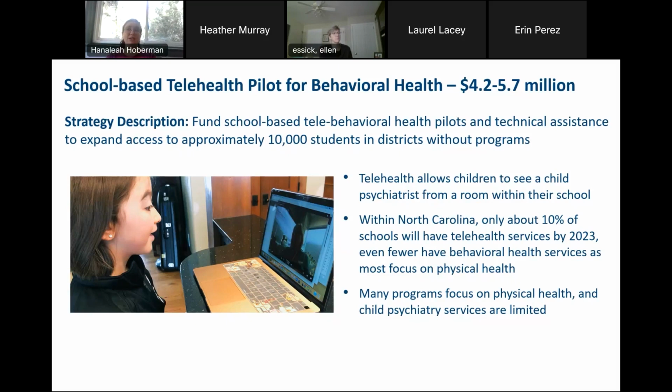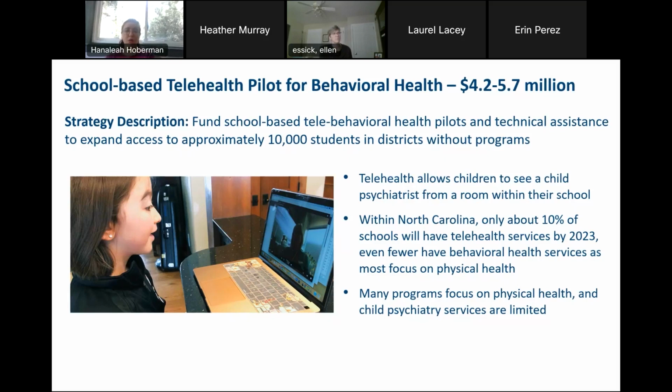We see the same kind of shortages when it comes to other types of mental health providers. And what our data tells us from our North Carolina providers that we've worked with on the strategy is that when we have telebehavioral health in schools, students are more likely to get care after a referral, and that care is going to come faster for them because you just overcome those barriers.